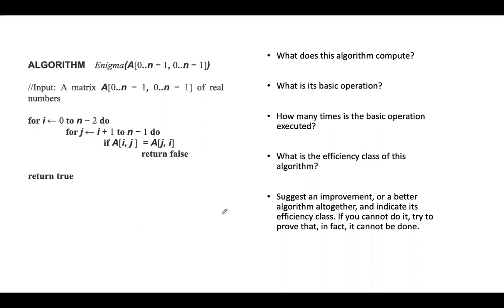Here two for loops are there and an if condition is there. In all three algorithms, you have to identify the basic operation, the efficiency, and whether any improvement is possible for the algorithm. It's an assignment. You have to submit it by tonight. In 10-15 minutes, you can solve these things.